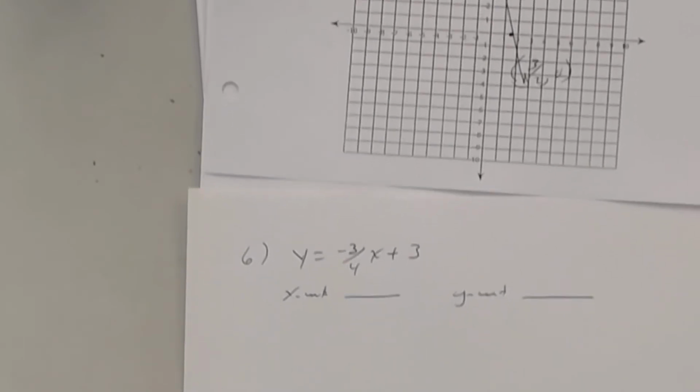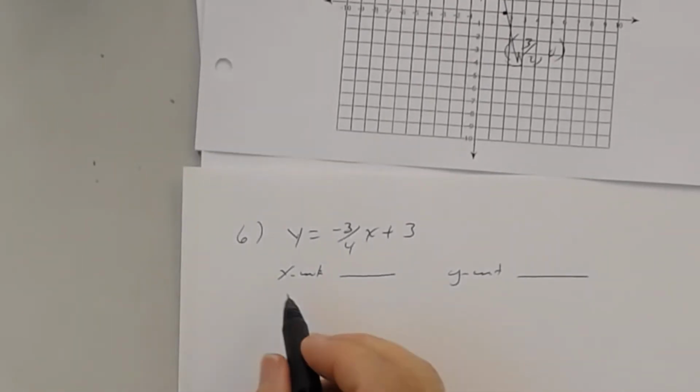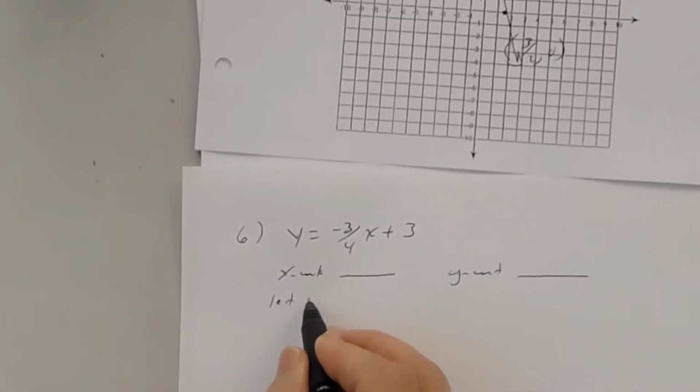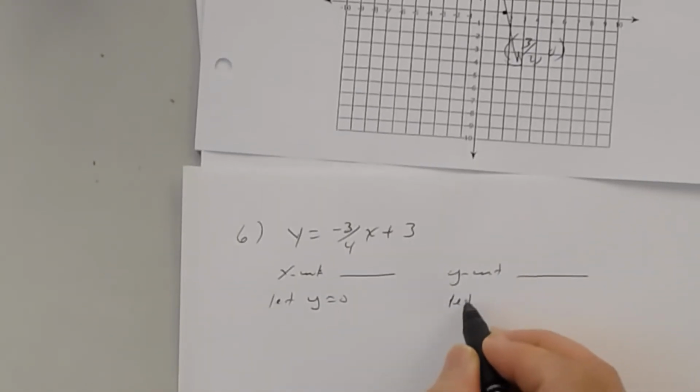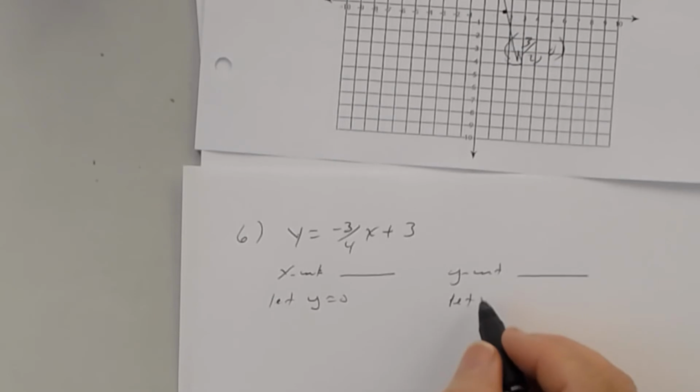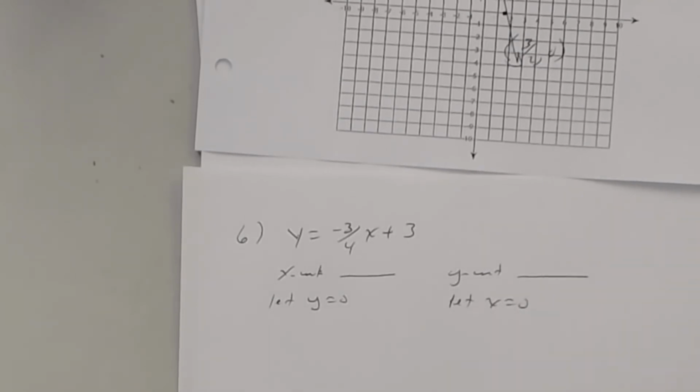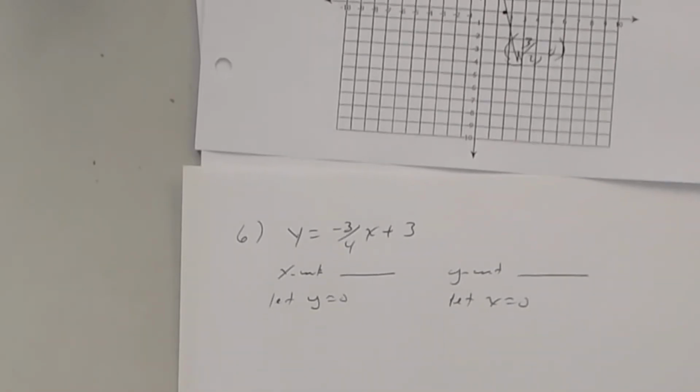And again, to find the x-intercept, you're going to let y equal 0. To find the y-intercept, sorry, you're going to let x equal 0. Think about which one's going to be easiest to deal with. Which one's easier to find right away, the x-intercept or the y-intercept in this case?